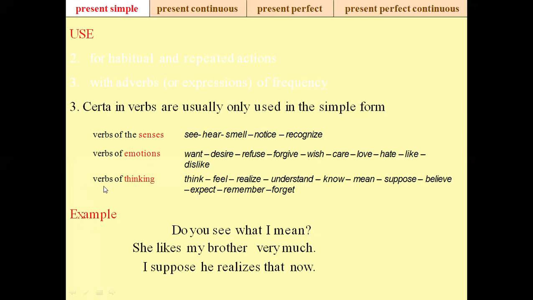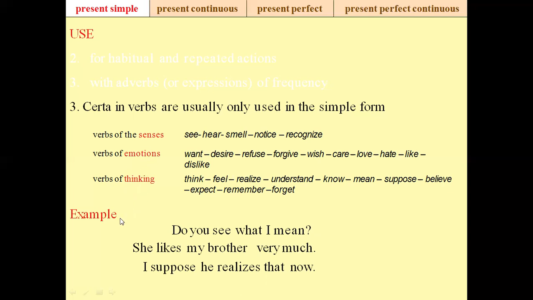Fine. So these are the verbs of thinking. See here: think, feel, realize, understand, know, mean, suppose, believe, expect, remember, forget. So these are the verbs which are called verbs of thinking. These verbs again are used only in the simple present tense. So these are the three categories of verbs which are used in the simple present tense only.